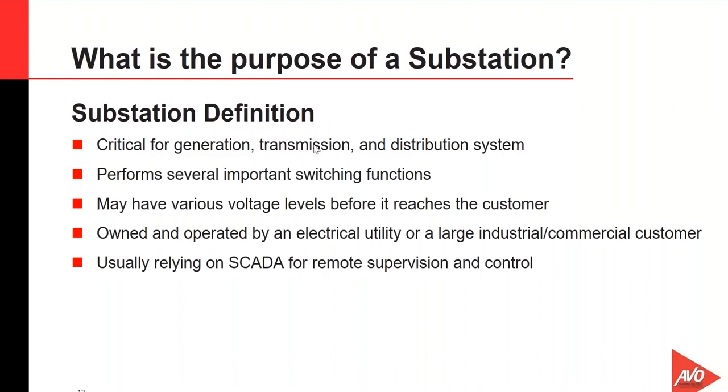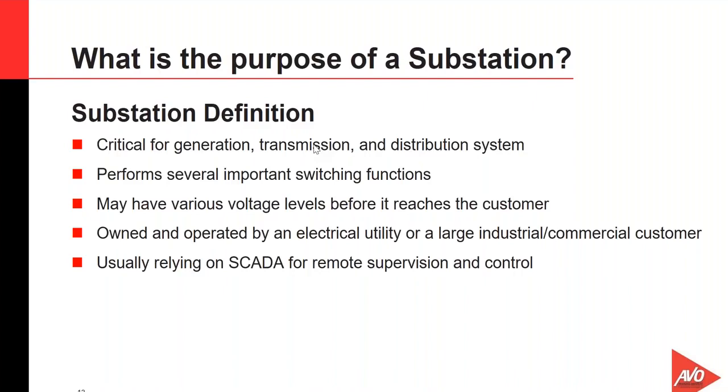Next one we'll talk about is that it performs several important switching functions. These switching functions could be used for different reasons, such as performing maintenance, or for emergency purposes and so forth. It may have various voltage levels before it actually reaches the customer. And that makes a lot of sense because we may need to send that voltage out at a higher level or at a lower level, step it up or step it down, depending on what that customer may need or what that industry may need out there.